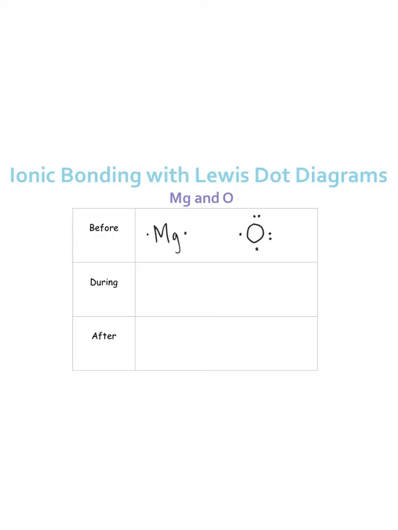And then I wonder to myself, how many magnesium atoms do I need in order to give oxygen the 2 additional valence electrons? Well, I only need 1 magnesium atom because, as we can see, the magnesium atom has 2 valence electrons and oxygen needs 2 valence electrons. So this is a perfect 1-to-1 ratio. So for the during, I'm going to show magnesium transferring those valence electrons to oxygen.